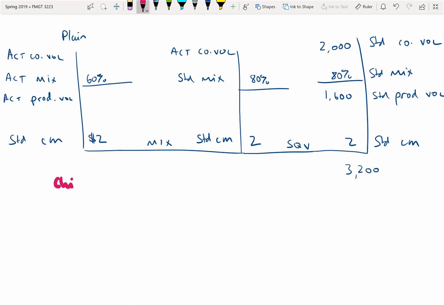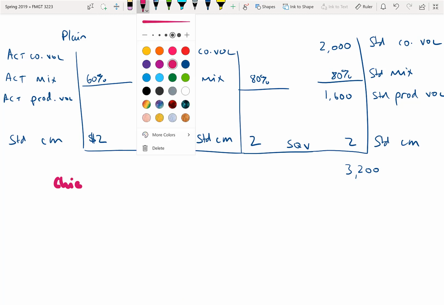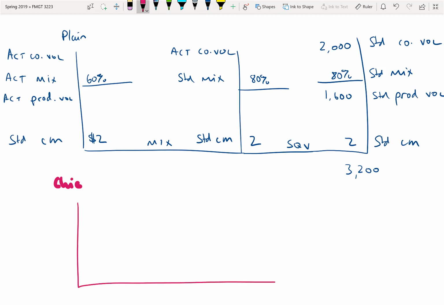For Chic, let's do that. For Chic, what we have over here is as follows. Our actual company volume is still unknown to us. Our actual mix is also unknown to us. Our standard contribution margin is $6, so that's helpful.